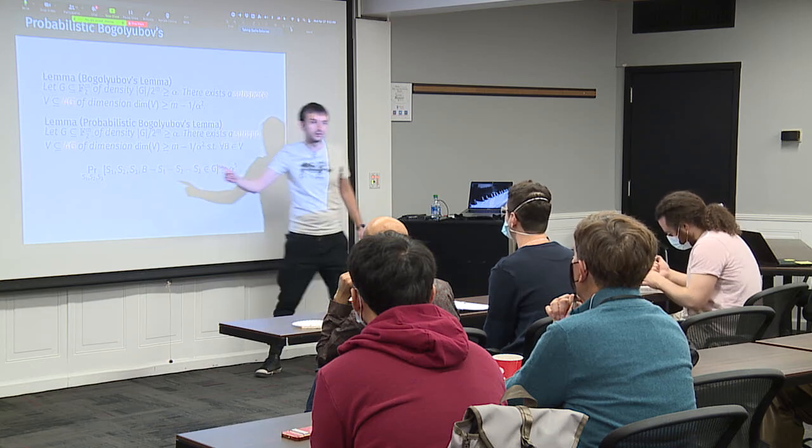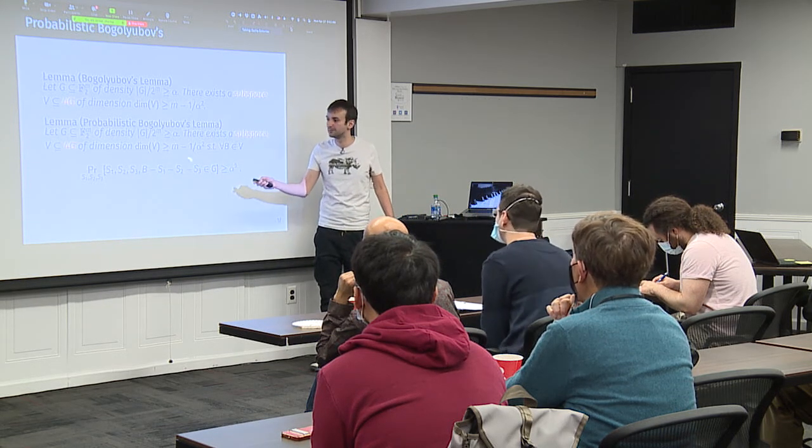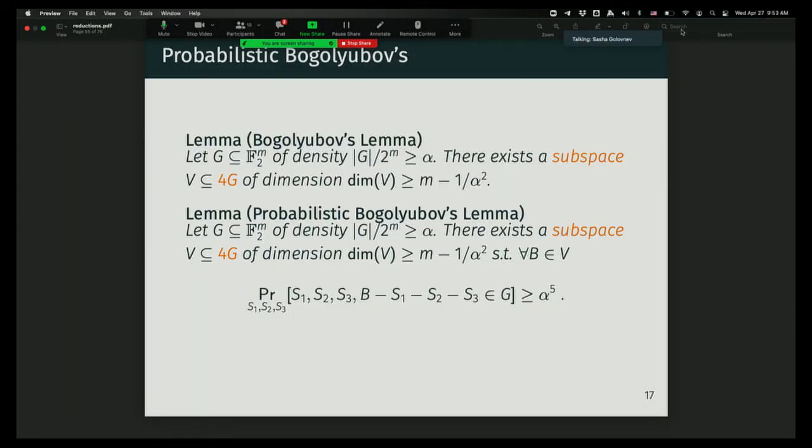That is, if you want to write B as a sum of 4 things from G, you can just sample 3 of them at random. The fourth one is fixed, right? You want B to be the sum of them. The fourth one will be in the set of good matrices, like all of them will be in the set of good matrices with high probability. If you just sample S1, S2, S3 at random, the probability that they're in the good set is already alpha cubed, by the density of the good set. So for putting this in the good set, you're paying just a factor alpha squared instead of alpha. It's essentially for free. So this is a probabilistic version of Bogoliubov lemma.